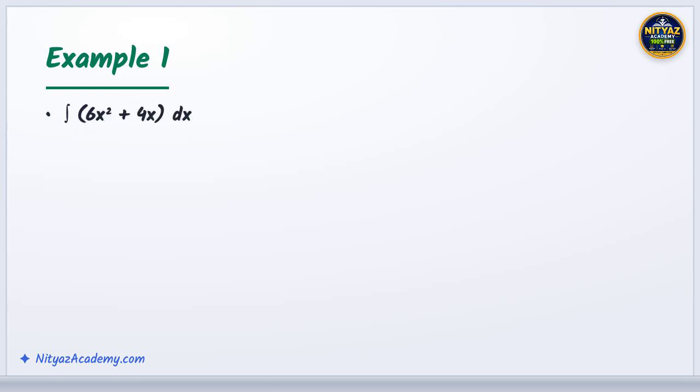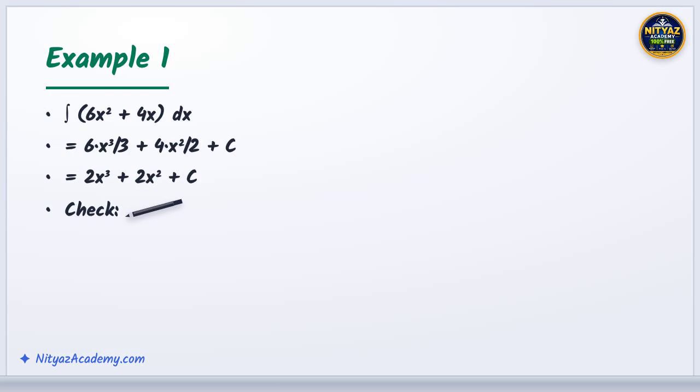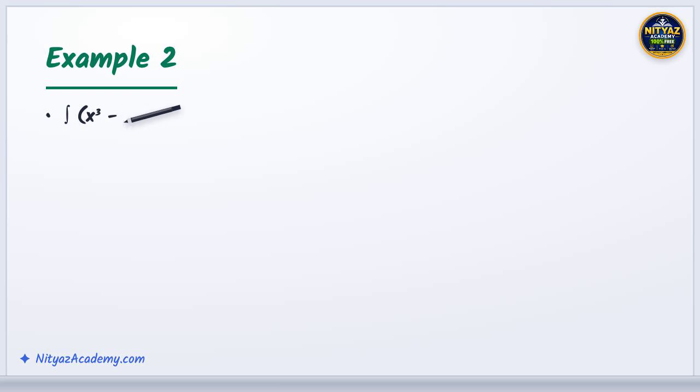Integrate 6x squared plus 4x. For 6x squared, raise the power to 3 and divide by 3. 6 over 3 is 2, giving 2x cubed. For 4x, raise to 2 and divide by 2, giving 2x squared. Add c. To check, differentiate the answer, and you get back 6x squared plus 4x. Perfect.